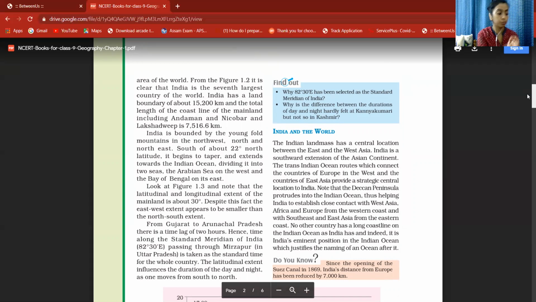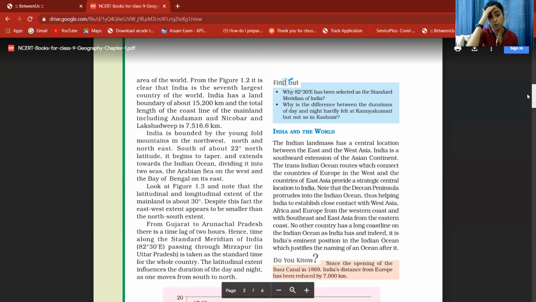And also both the places lie in different longitudes. Because of the longitudinal difference also there is this time lag. And also we got to know that despite being a 30-degree difference in the latitude and longitude, the east-west extent is smaller than the north-south. Why? Because as we can see on the globe, as you travel from the equator towards the poles, the lines are getting smaller. Because of that, this east-west extent is smaller than the north-south.